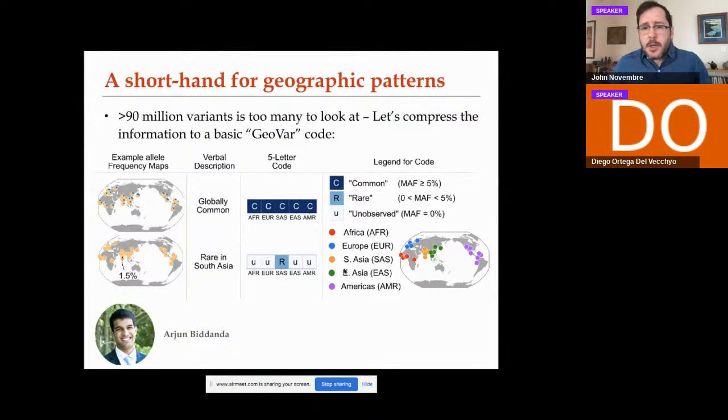Okay. So one note is we use a slightly modified definition of these supergroups than the 1,000 Genomes paper did.